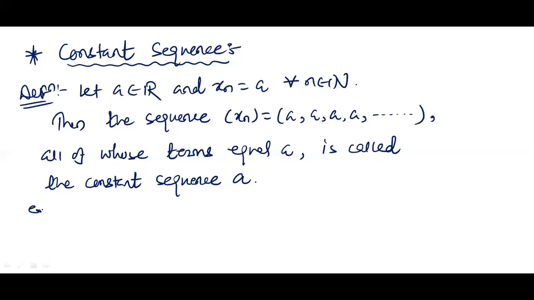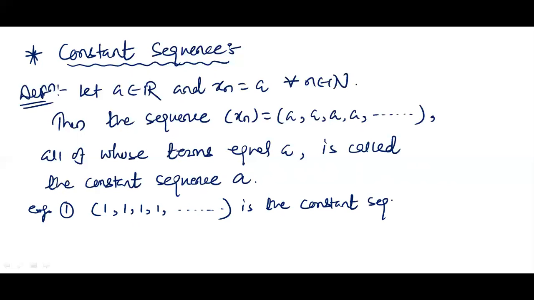For example, suppose we have a sequence whose first term is 1, second term is also 1, third term is also 1, fourth term is also 1, and so on. This is the constant sequence 1, means this is a sequence whose all terms are 1.